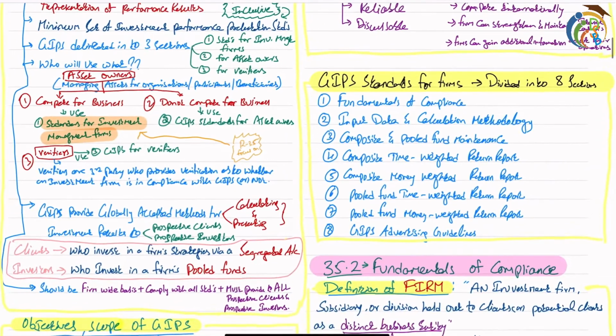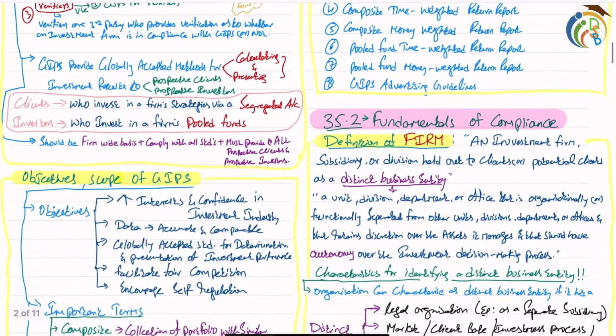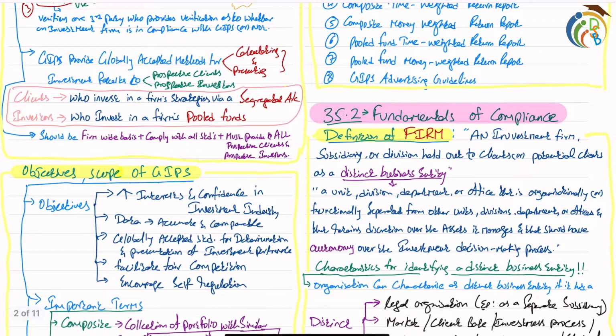Okay, and then who the clients are, who the investors are, and all. And then we'll be talking about the objective and scope of GIPS. So what is the ultimate, the very purpose of this GIPS, the Global Investment Performance Standards.